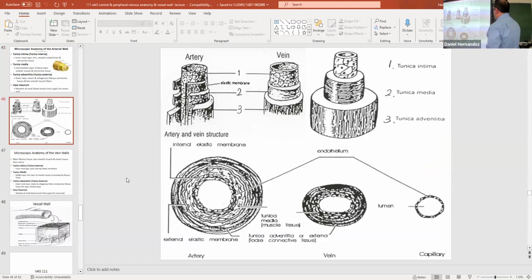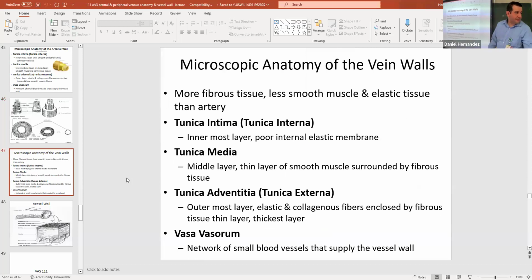In terms of the vessel walls, they are going to be much thicker in the arteries, particularly the medial and adventitial layers, when we compare them to the veins. Veins have the same layers: they have the intima, media, and adventitial layers. Again, they're much thinner compared to the arteries. They also have the vasa vasorum to supply nutrients to the vessels themselves.